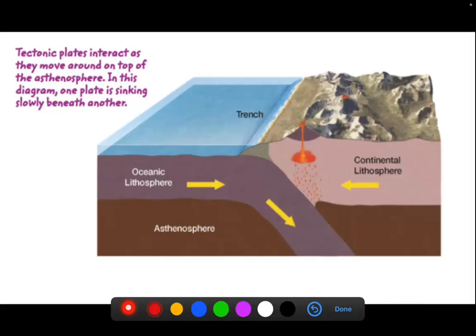Here's another picture of subduction. We have this oceanic lithosphere. See the ocean? It is going to be subducting under the continental lithosphere. This is what we call subduction.